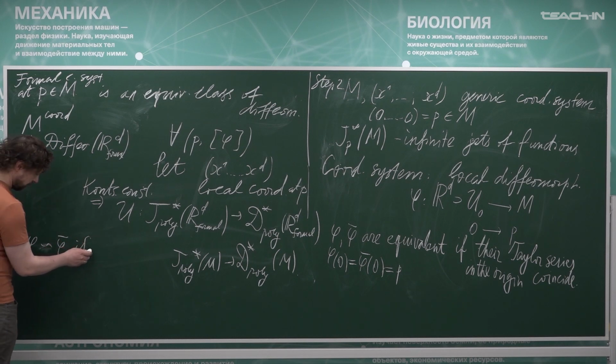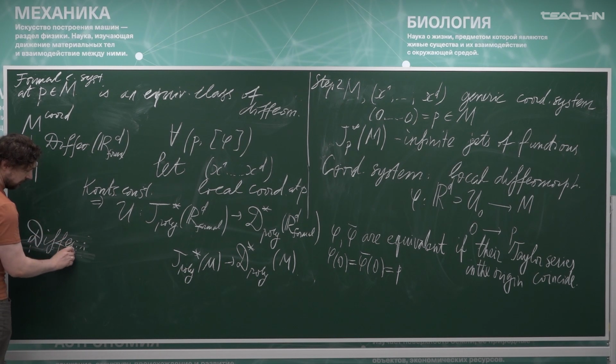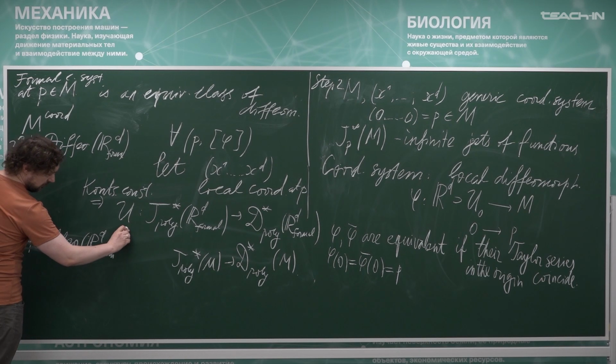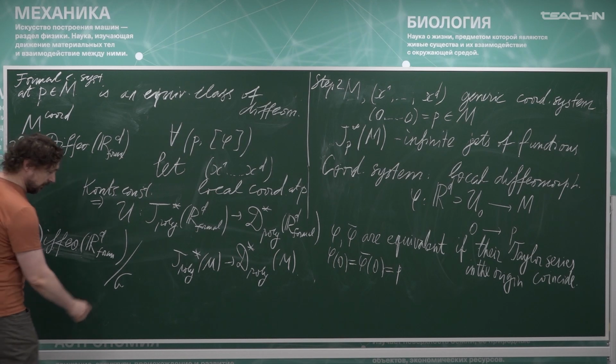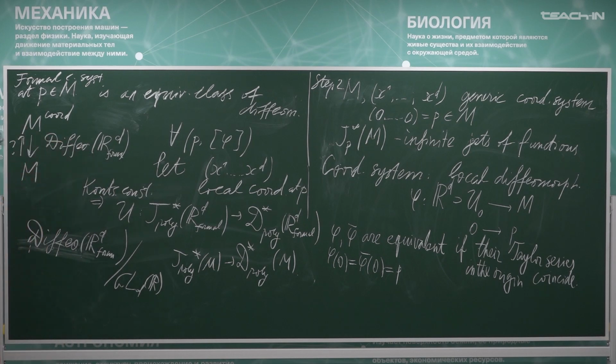So instead of this fiber bundle, we'll consider the fiber bundle with the structure group of formal diffeomorphisms of R^D factored out by the action of GL_D of R. So to say, we will quotient out the action of the general linear group.